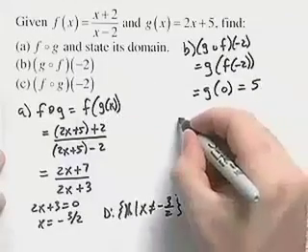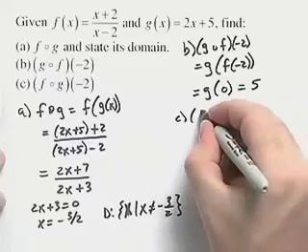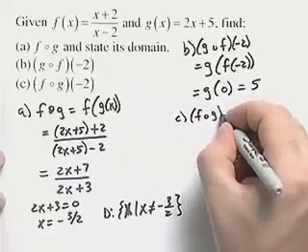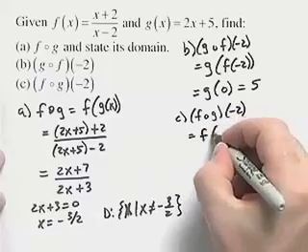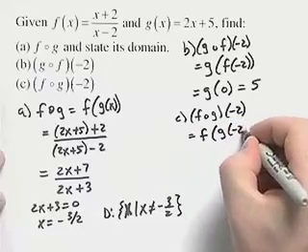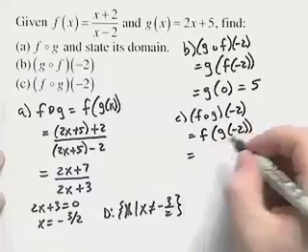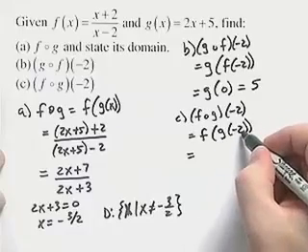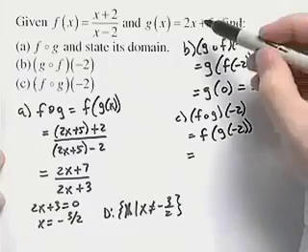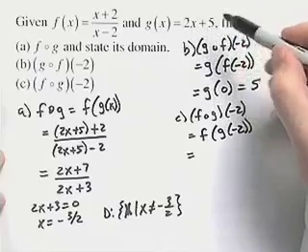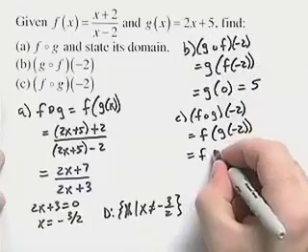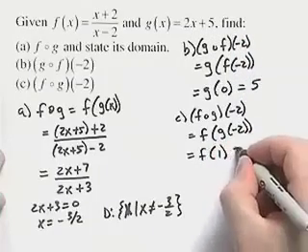For part C, we want to find f of g of negative 2. This is the same as f of (g of negative 2). So we first need to evaluate our function g when x is negative 2. Come up to our function g. 2 times negative 2 is negative 4, plus 5 gives us 1. So we really need to find f of 1.